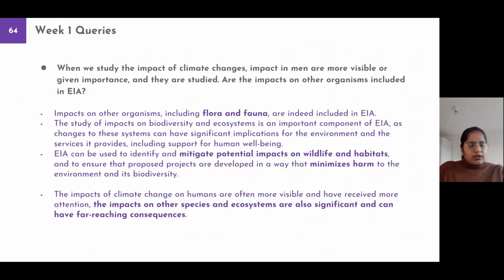Okay. Another question is, when we study the impact of climate change, impacts on men are more visible or given importance, and they are studied. Are impacts on other organisms included in EIA? Yes, so impacts on other organisms, including flora and fauna, are indeed included in EIA.